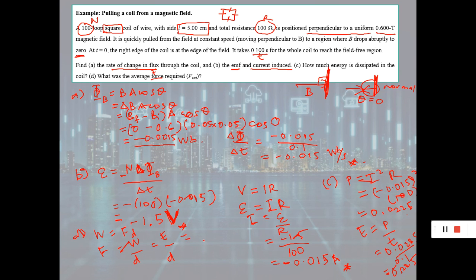So we have E, 0.225, over D. D is 0.05. Okay, so you will get 0.225 over 0.05, which is 4.5. Yeah, okay, right.